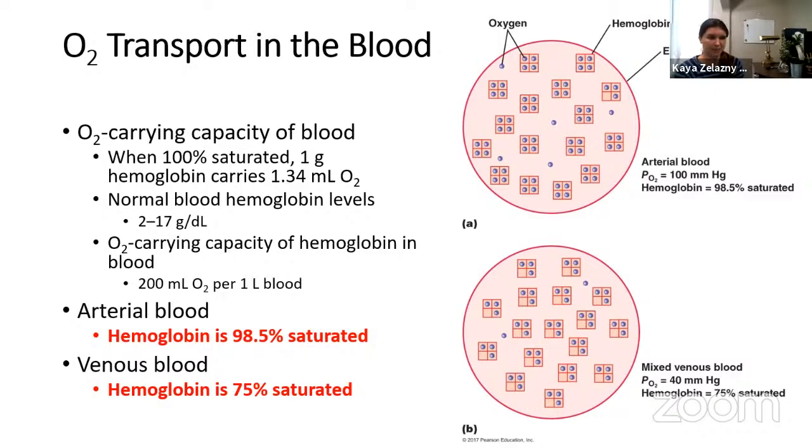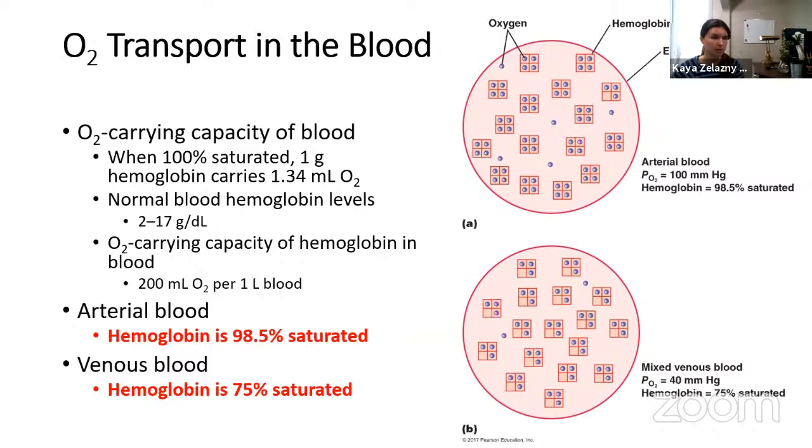Okay. So when we talk about the O2 carrying capacity of blood, we're talking about how much oxygen it can carry. And when blood is 100% saturated, meaning that all 4 of those spots are filled up, each hemoglobin is carrying 4 molecules of oxygen. 1 gram of hemoglobin would carry 1.34 milliliters of oxygen. And you worked with these numbers in phys lab, actually, back in A&P1.